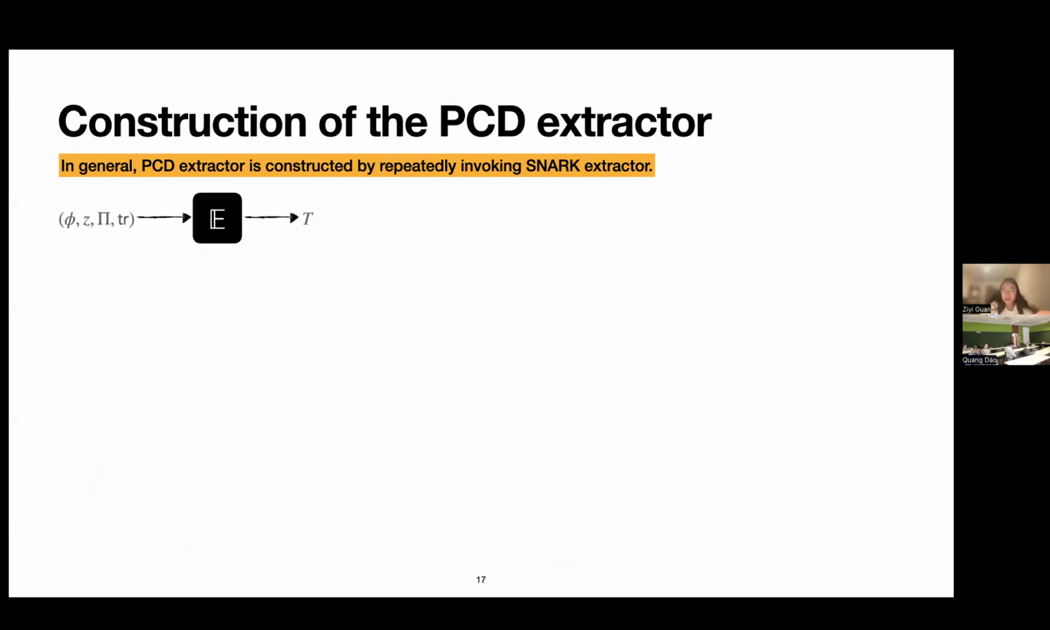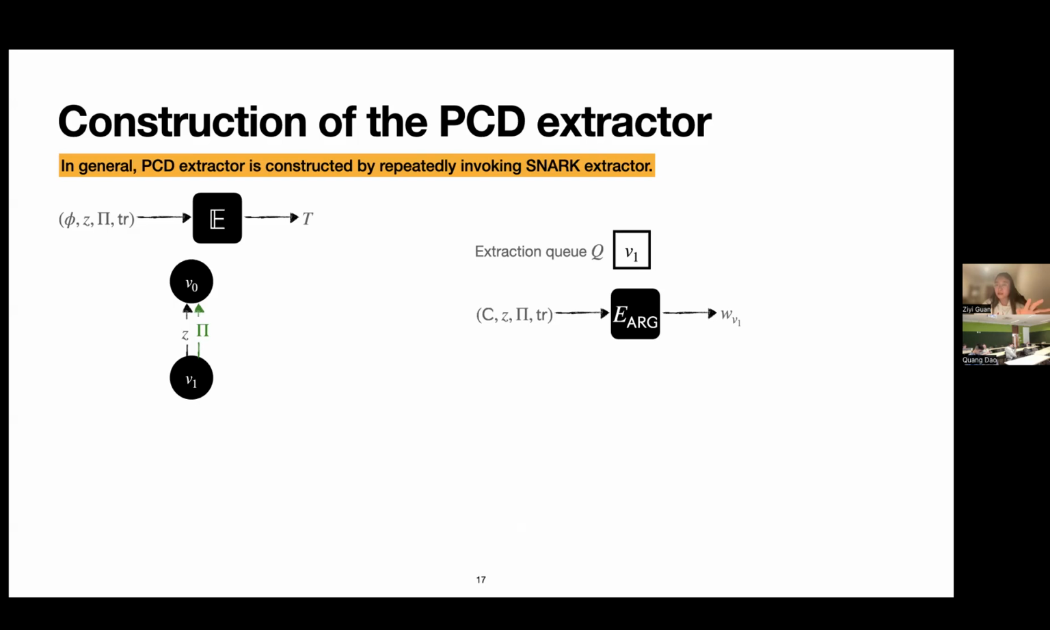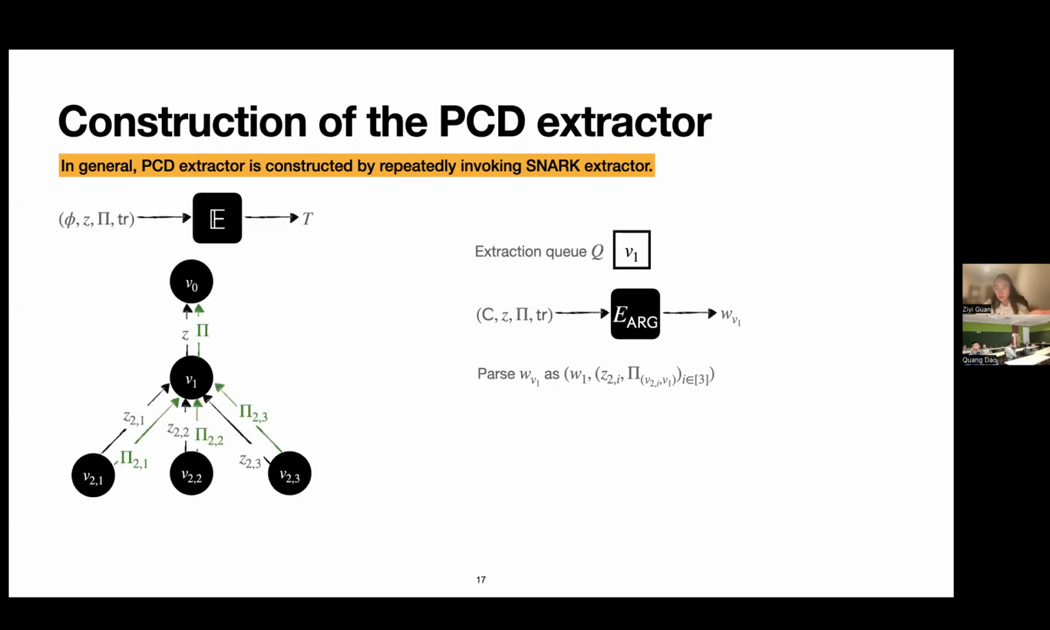By its interface, it takes the prover's output and also the trace, which is the query-answer trace of the prover's queries to the oracle, and it goes to produce a transcript. So it starts by taking the prover's output, producing this dummy tree, which has only one dummy node and one root. It initializes an extraction queue, which contains only the root, v1. It runs the argument extractor, gets the witness associated with v1, parses v1 as before, and gets all its incoming vertices. Now it expands its extraction queue by adding all those new vertices to the queue.